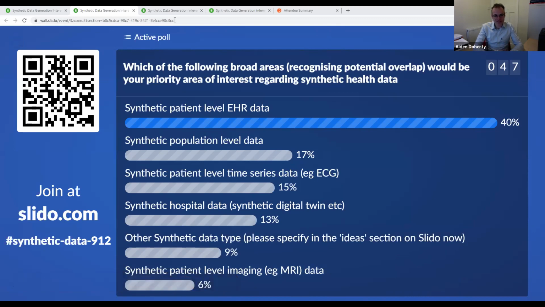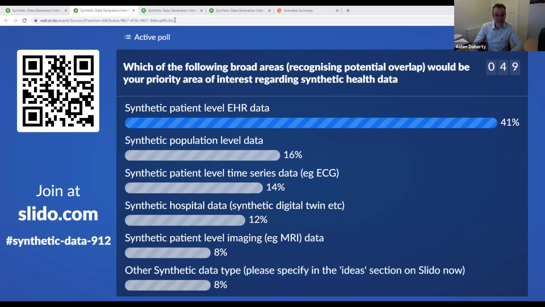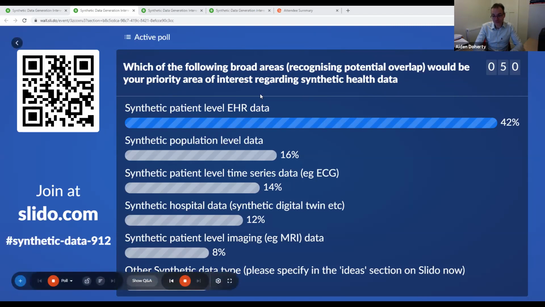So we're seeing thus far in the early responses a lot of interest around synthetic patient level electronic health record data. And then perhaps other interests around population level data and time series generation, which we were hoping that our upcoming speakers will certainly cover some of, and it's quite helpful for the speakers to have this in mind too.